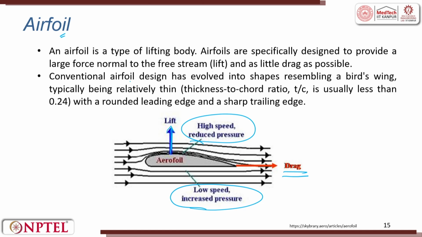Conventionally, aerofoil design has evolved into shapes resembling a bird's wing. Typically, it is relatively thin, in terms of thickness to chord ratio. We saw what is chord, this is chord, thickness is the T we saw, which is T by C, usually less than 0.24, with a rounded leading edge and a sharp trailing edge. So, this is an aerodynamic profile. You have seen through the coefficient of drag why it has to be like that.